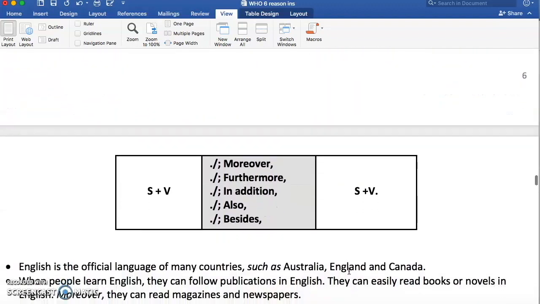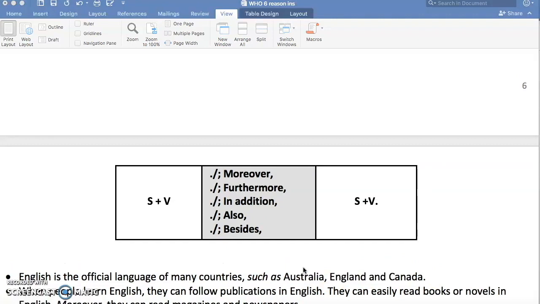Let's look at the examples here. English is the official language of many countries, comma, such as Australia, England, and Canada. So we don't have a full sentence after such as. All right, please be careful.